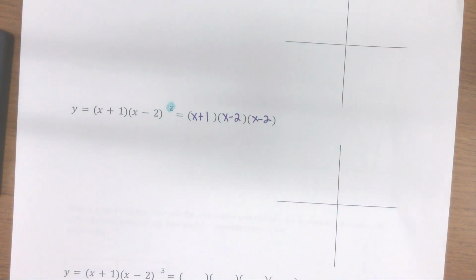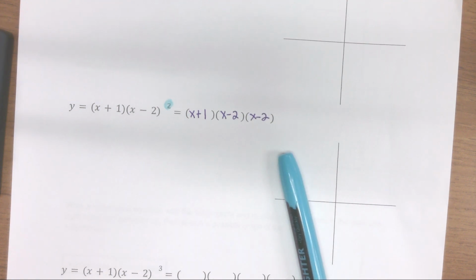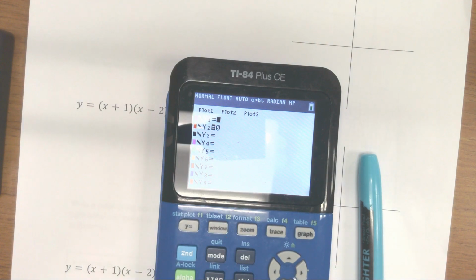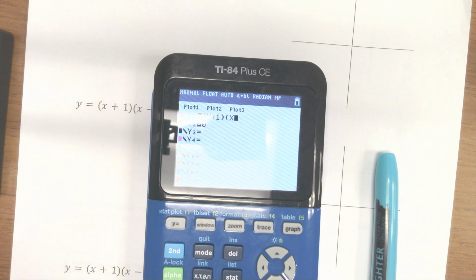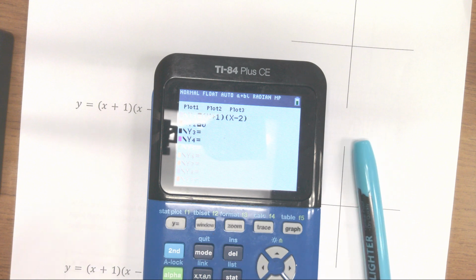Does anyone remember what it did? So I don't have to switch screens, I'm going to pull this up on it. It was x minus 2, and then we squared it.